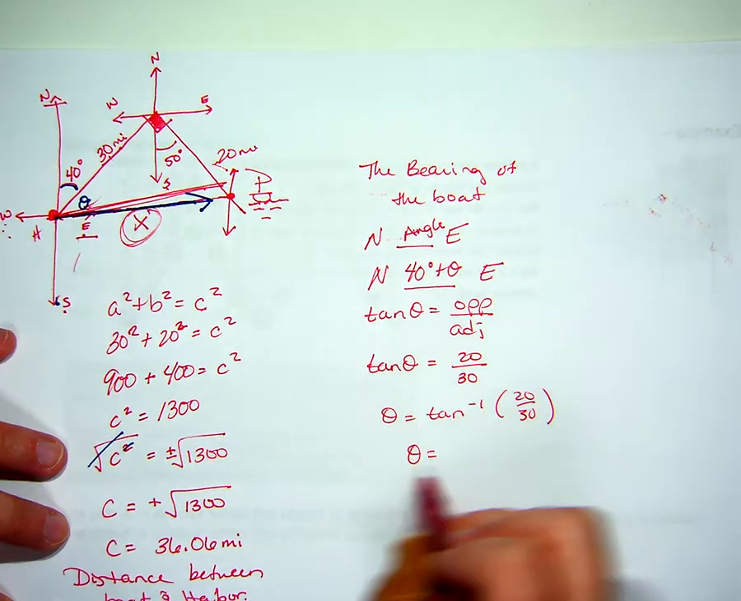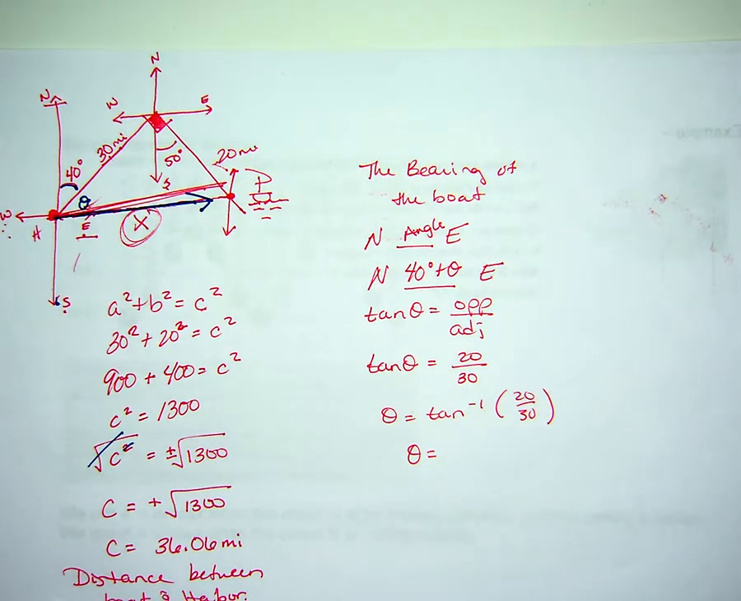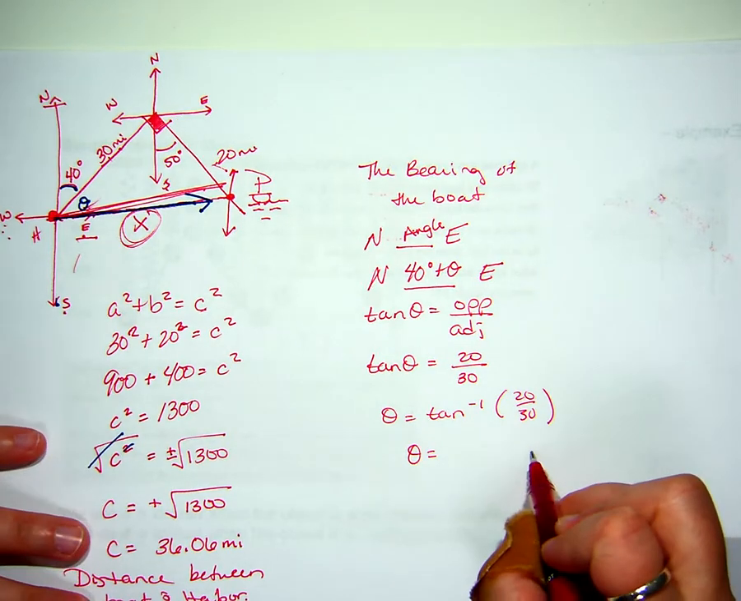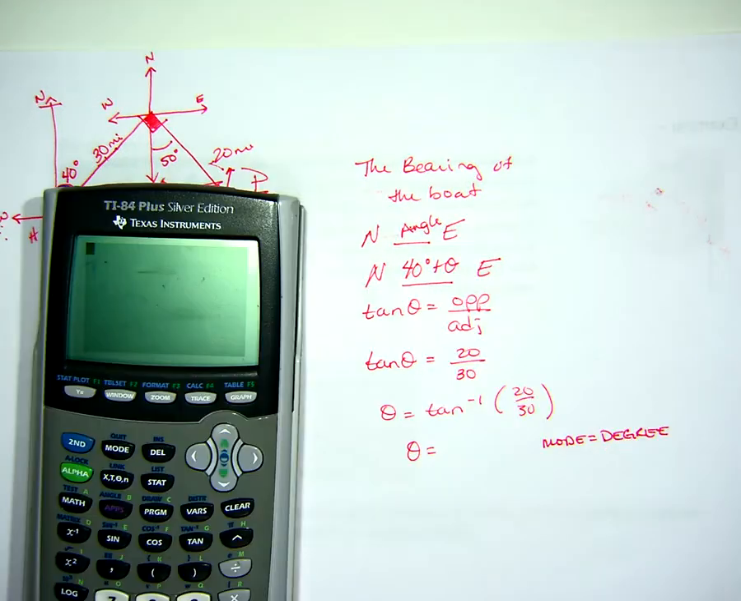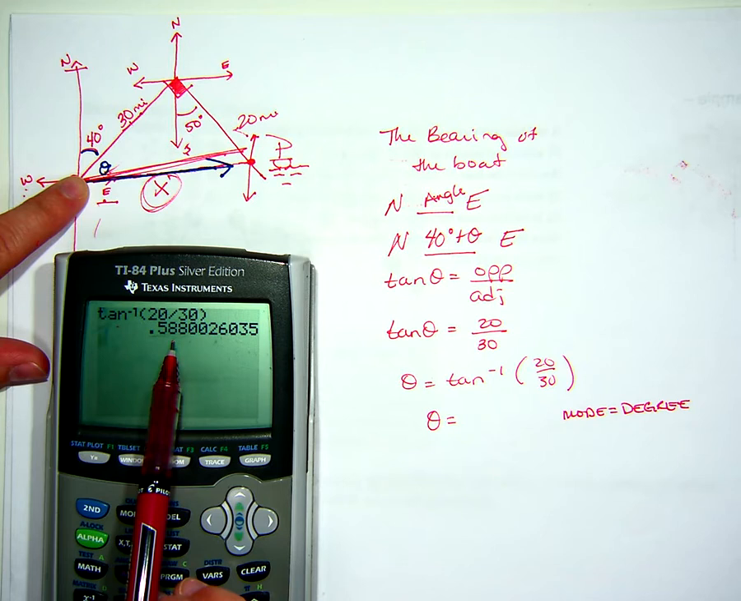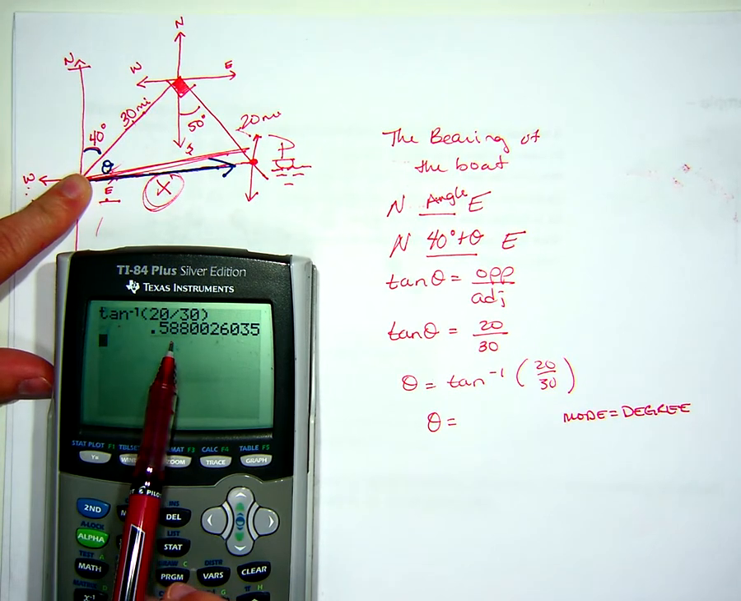That means theta is equal to, now here's a quick question, what mode must I be in? If I'm looking for an angle theta, your mode must be in degree. Here's why. My mode right now is in radian. I'm going to show you how I know that this is going to be incorrect. Tangent inverse 20 divided by 30. We're looking for the angle. Okay? Does it make sense that your angle would be less than 1 degree? Absolutely not. That's how we know we're in the wrong mode.